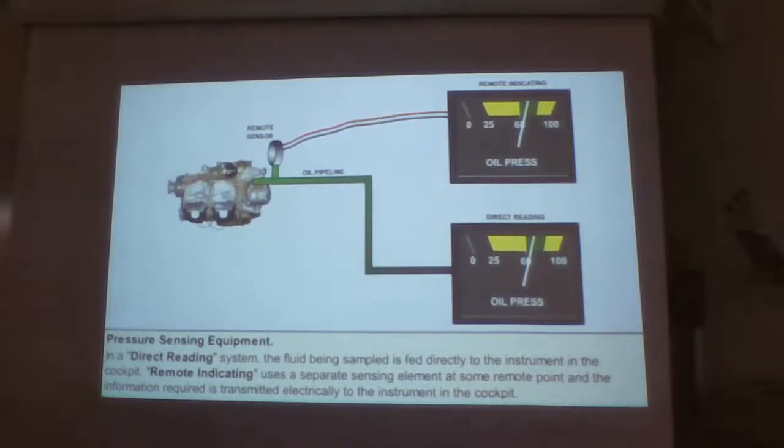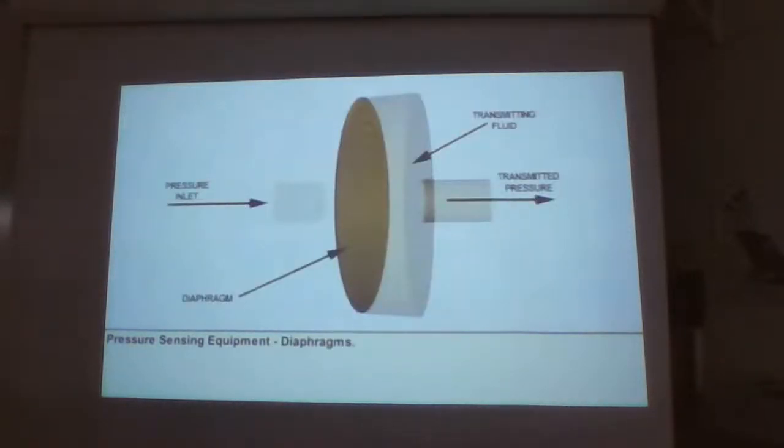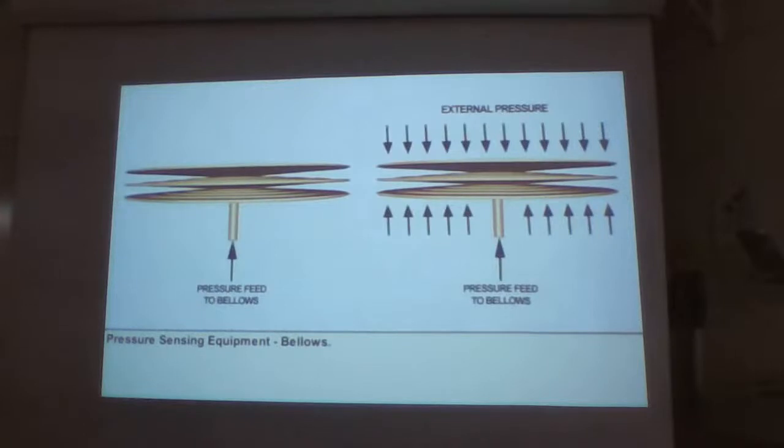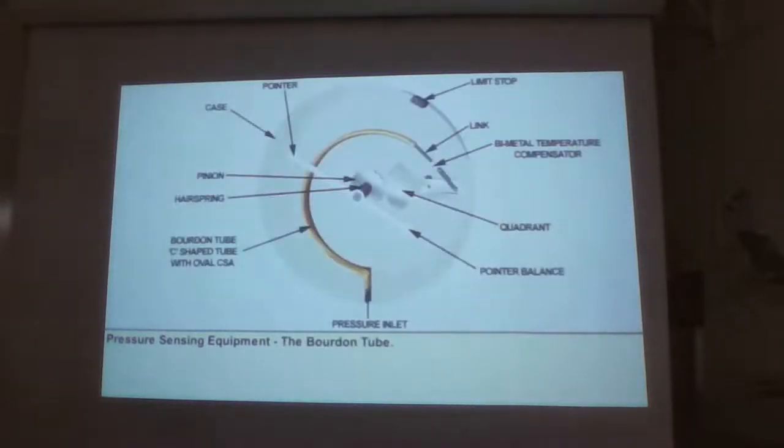To actually measure pressure in a system, elastic pressure sensing elements are used in which forces can be produced by applied pressures and converted to mechanical movement. The movement can then operate a direct reading gauge or an electrical transmitter. The sensing elements commonly used are diaphragms, capsules, bellows, and Bourdon tubes.